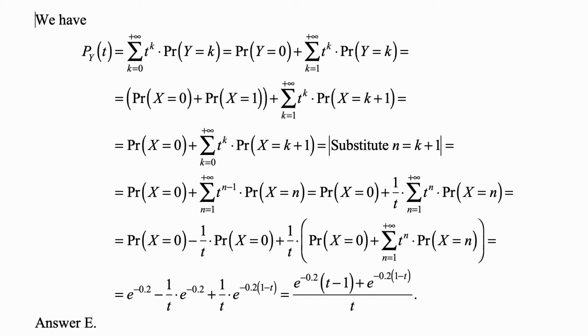So what we end up with is probability that x is 0, which is e to the minus 0.2, minus 1 over t times the probability that x is 0, which is e to the minus 0.2, plus 1 over t multiplied by the probability generating function of x, which we know to be e to the minus 0.2 times 1 minus t. And then we combine the terms and we get e to the minus 0.2 times t minus 1 plus e to the minus 0.2. Now this time 0.2 is multiplied by 1 minus t. Before it was e to the minus 0.2, the whole expression was multiplied by t minus 1. And the whole thing is divided by t.